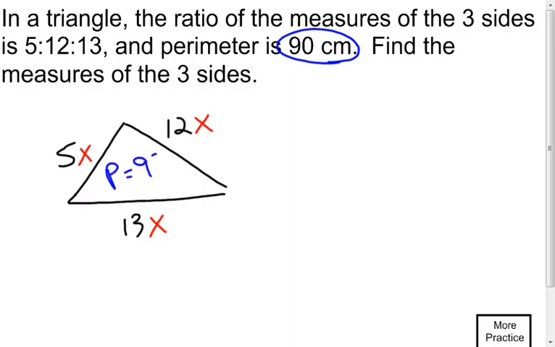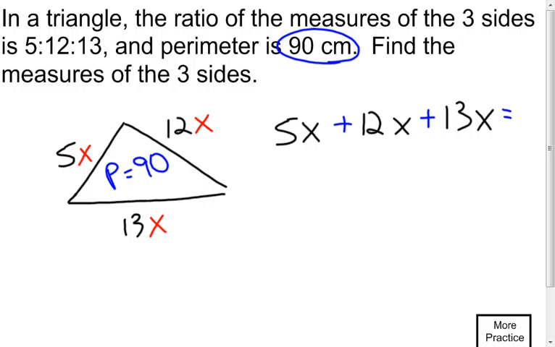Now, if those are really all of my side lengths, and the problem told me that the perimeter is 90 centimeters, well, to calculate perimeter, I need to add all my sides together. I'm going to go with my 5x, my 12x, my 13x, and if I add them all together, it's going to equal the actual perimeter, which is 90. Now I have an equation that I can solve. Add these all together, it came out to be 30x equal to 90. And finish it off by solving for x.